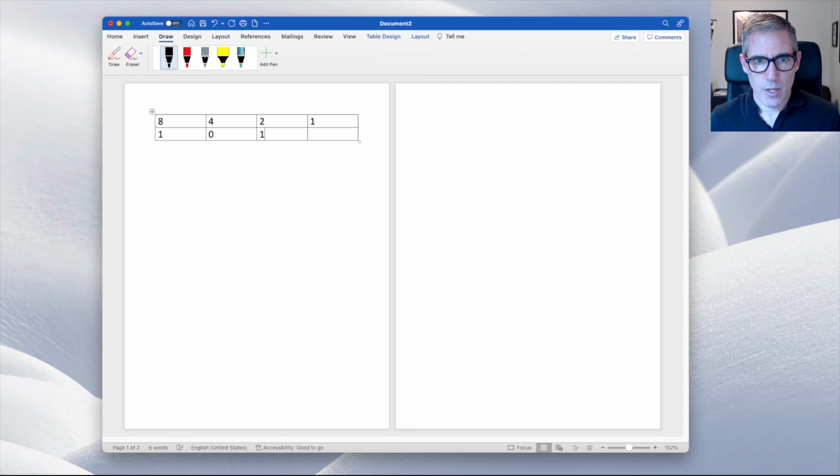here and a 0 here and a 1 here and a 1 here. What does that come out to? And that is 8 plus 2 plus 1.